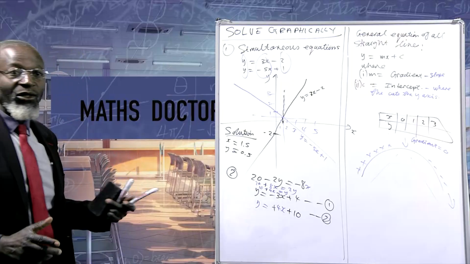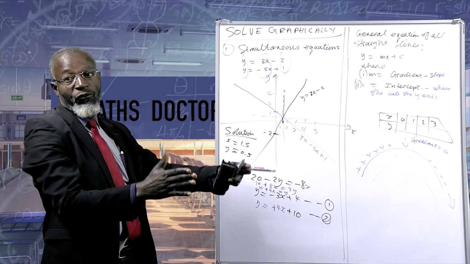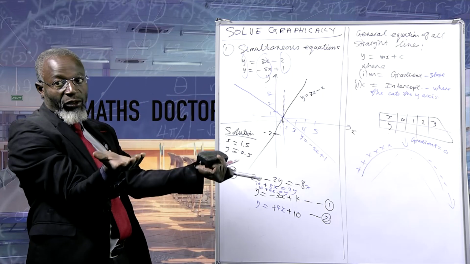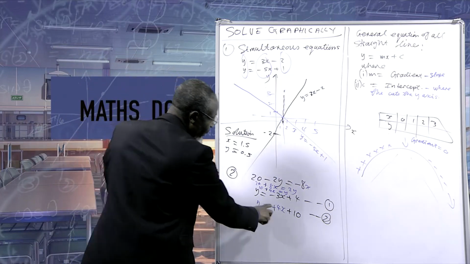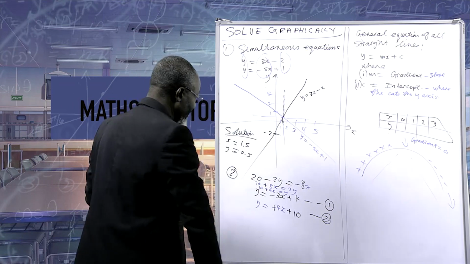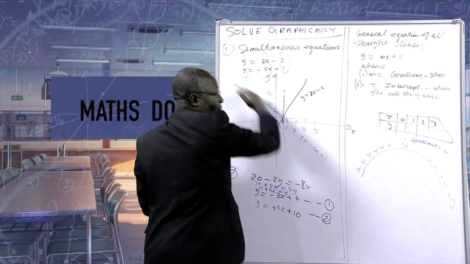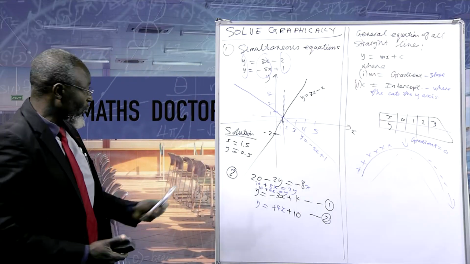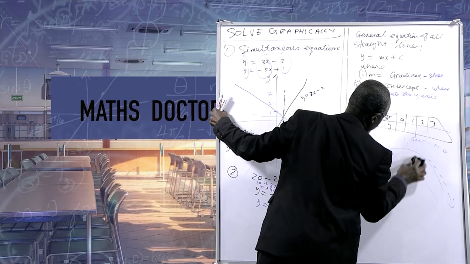I repeat, when you've got parallel lines, it is difficult for those lines to cross. So you cannot have a solution in that particular case. That is the reason why. So this is a positive gradient, and this is a negative gradient. It means the one that is positive will go this way, and the one that is negative will go the other side. So I'll now come here and draw the graph.